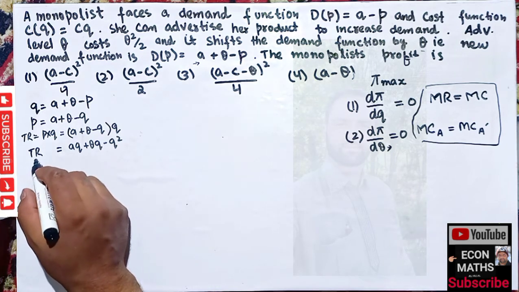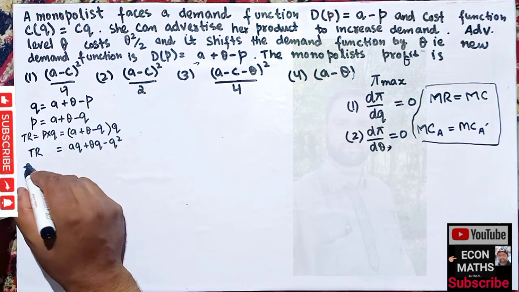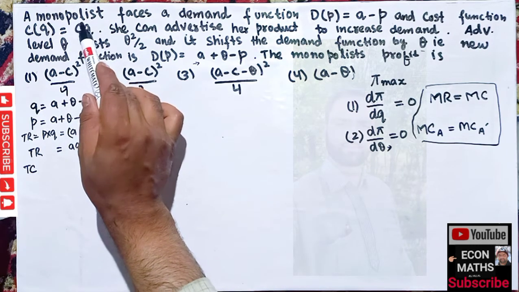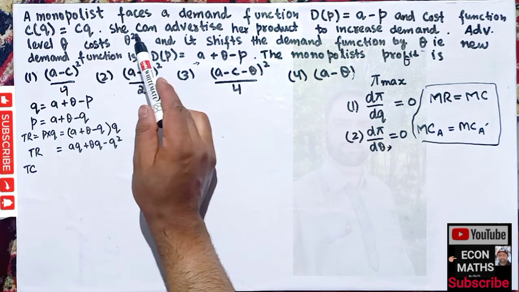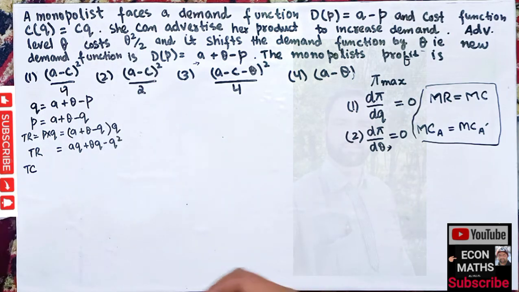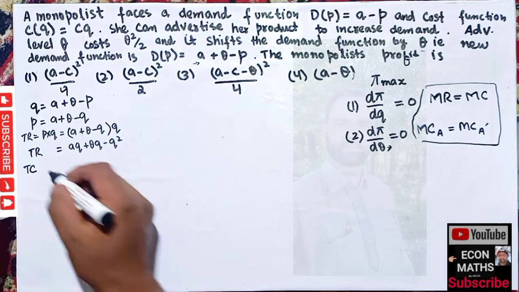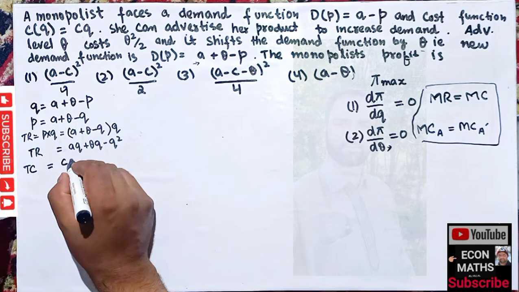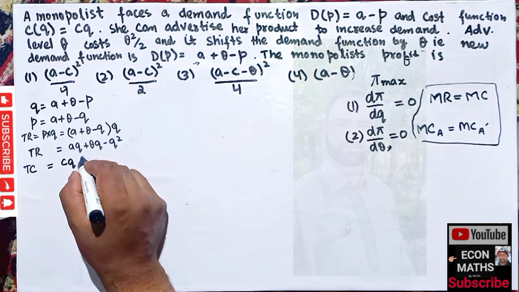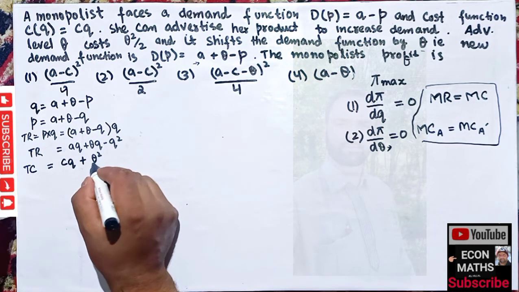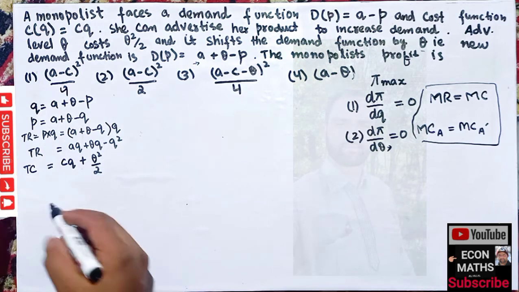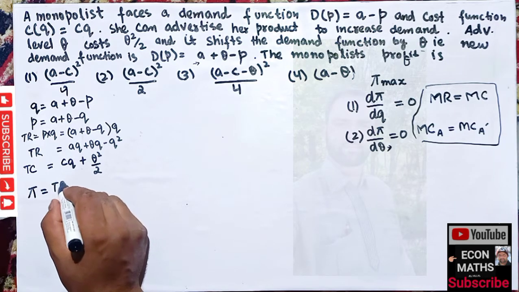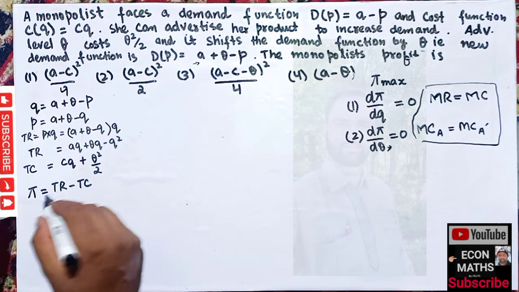Now what is our total cost? Total cost is the original cost, that is the cost without advertisement, plus this cost theta square divided by 2, which is incurred by advertisement. So our total cost would be the aggregate of original plus this theta square, that is cq plus theta square divided by 2. Okay, and what is the profit? Profit, as we know, is equal to total revenue minus total cost. This is the profit function.